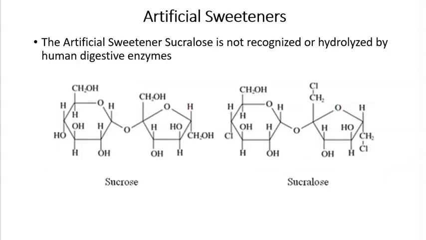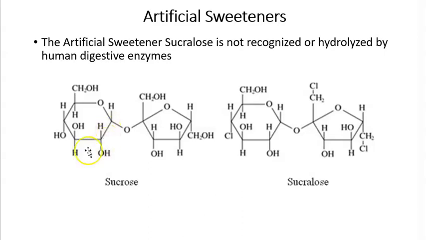The other thing we can do is we can mess around with the structure. So you'll see on the left is sucrose. It's one of those sweet types of foods that you can eat if it has sucrose in it. Our taste buds recognize that, and we enjoy those sugary flavors. The artificial sweetener sucralose is recognized by our tongue, but it's not recognized by some of the enzymes in our body, in our human digestive system.